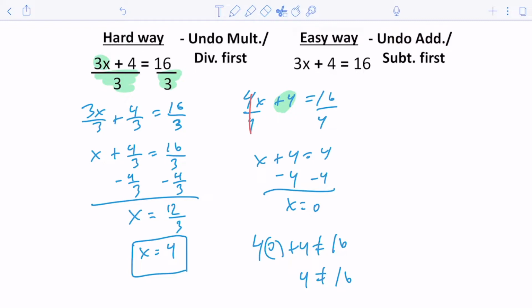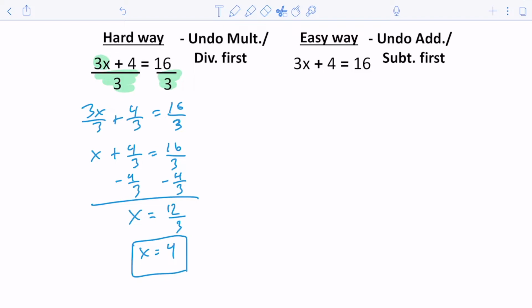It's not like you can't do it. It's just, one, it takes longer for most types of problems, and two, it's really easy to make a mistake. So that's why. All right, so let's do the easy way.